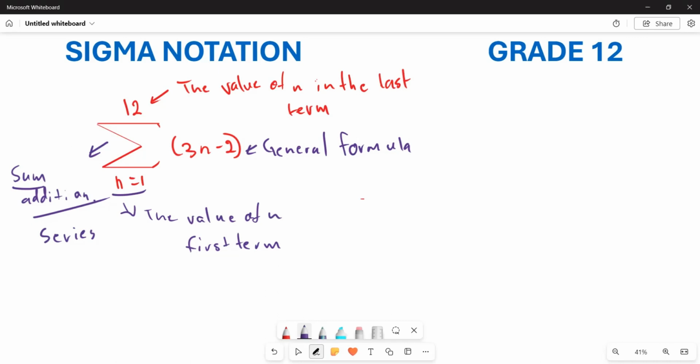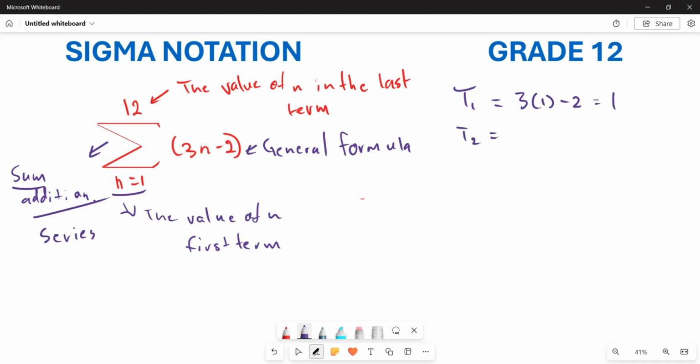Now, let's say we are asked how to calculate the sum of this one. We are going to start here. Firstly, what is our term one? Term one is given by n is equals to 1, so term one is given by 3 into 1, subtract 2, which gives you 1.